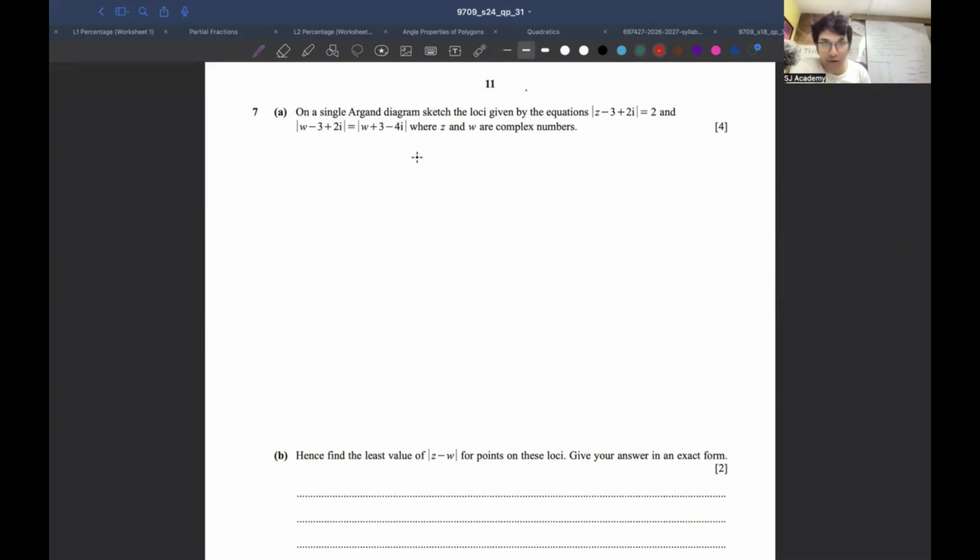Now, what we have to remember is that we'll first write it as z minus, and in the bracket this will become 3, and as this is plus over here, in the bracket this will be written as 3 minus 2i equals 2. Now this represents that the distance of z from this point is equal to 2. Let's make the x and the y axis over here.